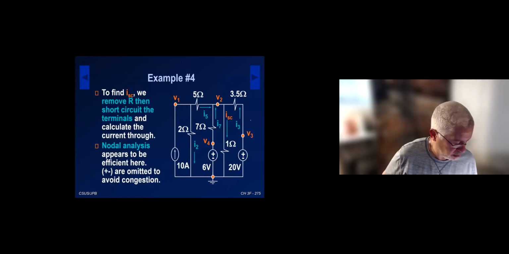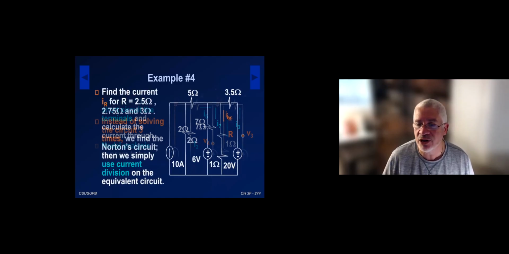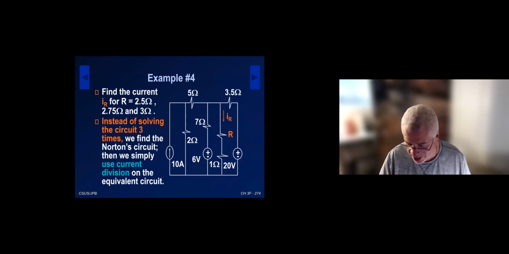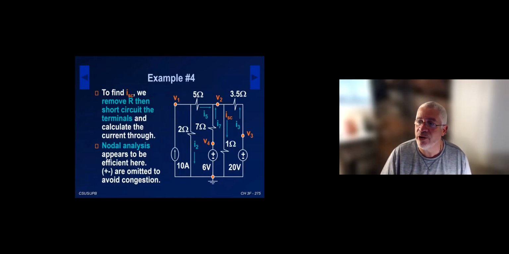I apologize. The slide jumped because I pressed a number and it jumps to a different slide. So again, in this particular example, we are seeking to find a Norton model so that we can answer the current on the resistor R for 3 values of the resistor. We create the simple model, and then we can connect the resistor R and answer that question very simply. We're going to use current division after we do that.